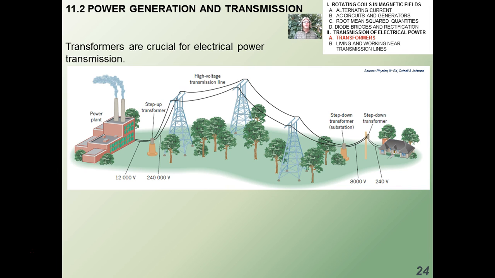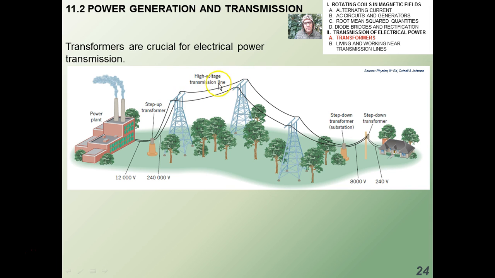Okay, now, transformers are crucial for electrical power transmission. Let me explain how this works. This is a pretty cute diagram. Here's your power plant. Your power plant is the place that has those gigantic rotating coils inside of huge magnets, okay? Now, the potential difference in those wires when that power comes out of that power plant might be, for example, 12 kilovolts, okay? In order to transport it, what we want to do is we actually want to step up that voltage as high as possible.